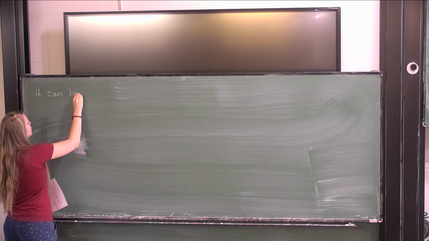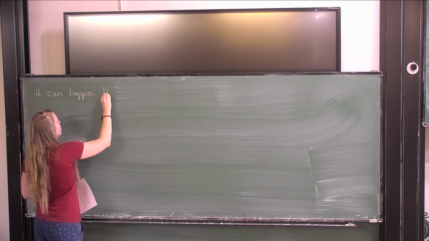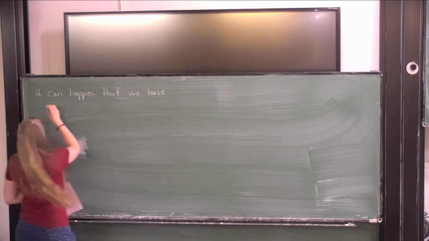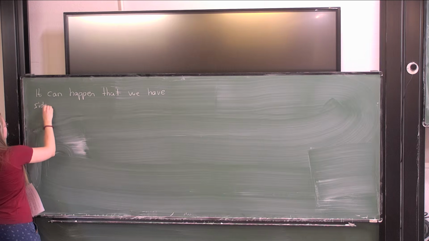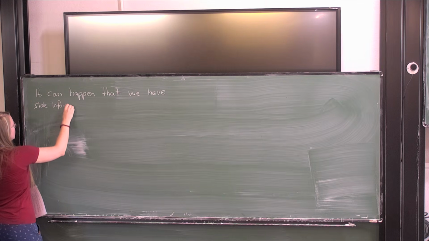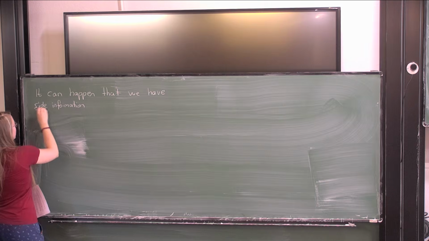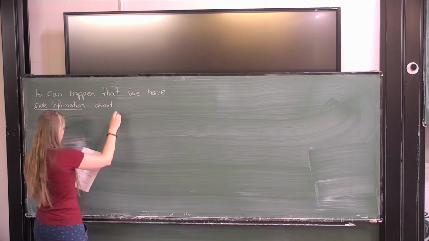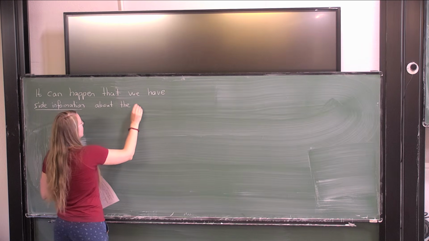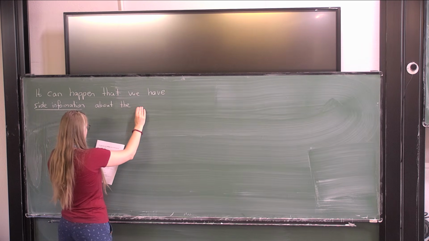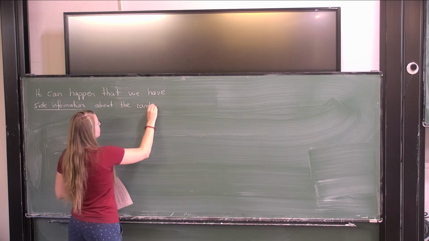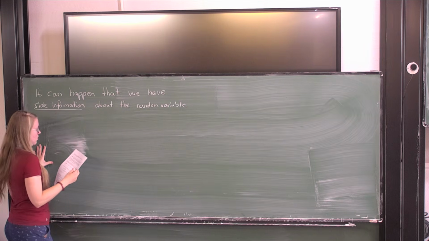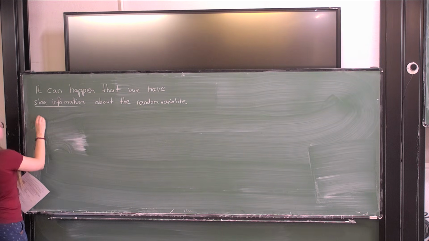It can happen that we have side information about the random variable. Okay. So let's make an example for this.